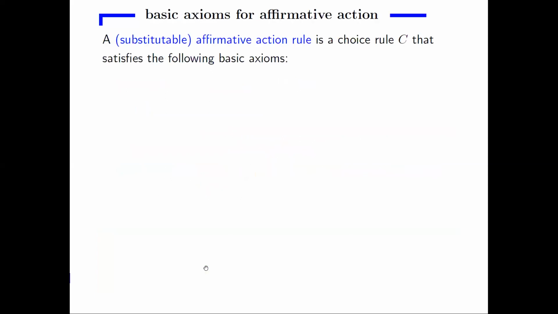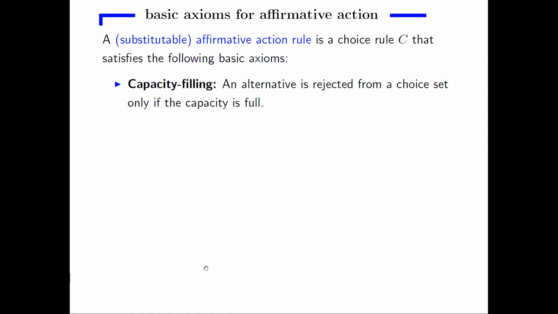Now, first I will introduce the basic axioms and then the new axioms. A choice rule that satisfies these basic axioms will be referred to as an affirmative action rule. In the paper, we also refer to that as a substitutable affirmative action rule because of the importance of substitutability here. But for the talk, I will refer to that as an affirmative action rule. It is basically a choice rule that satisfies the following basic axioms.